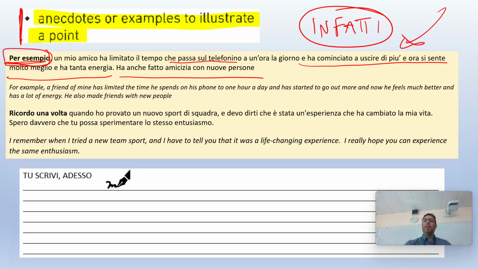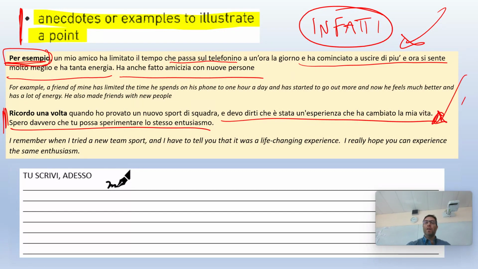So this is a story, an anecdote or an example, a point of view, something that can help you support your point, which is to convince your friend to get out of the house and join a team sport. This one is another way of saying it. È stata un'esperienza che ha cambiato la mia vita. That's your own experience, but you can talk about someone else. Un mio amico.